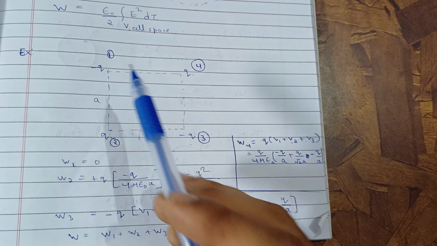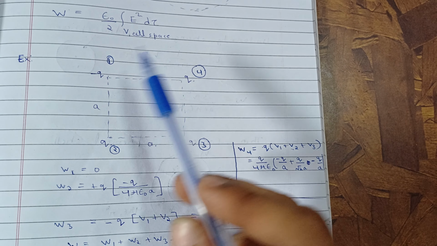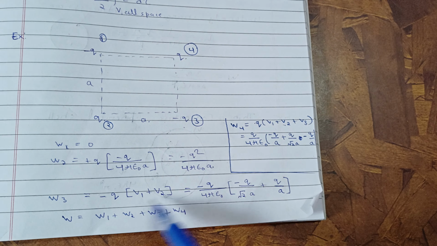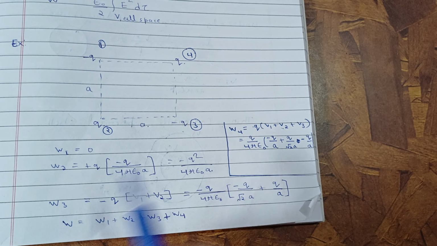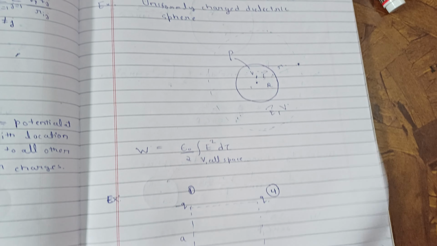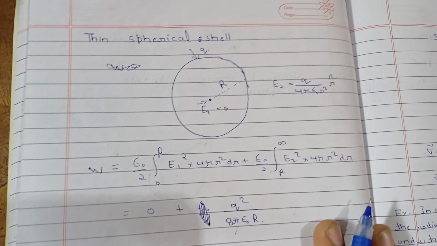Now the total electrostatic energy to assemble the system will be W1 plus W2 plus W3 plus W4. So you can calculate that, and you will get your answer. Now let's take an example for the continuous charge. How can we use that formula?